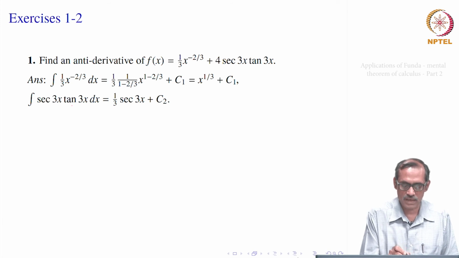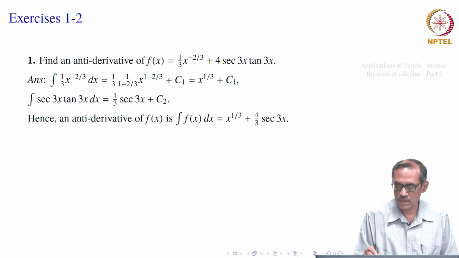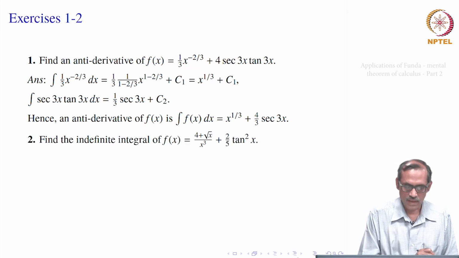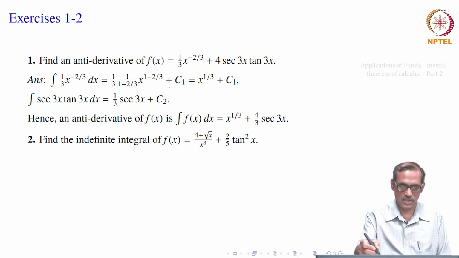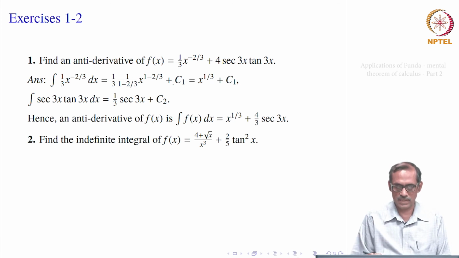Similarly, the integral of secant 3x tan 3x is 1 by 3 secant 3x, because if you take secant 3x and differentiate it, it would give secant 3x tan 3x times 3. So we have divided by 3, plus C2. The antiderivative will be the sum of these two, but be careful where it is defined. Wherever it is defined, this will be the antiderivative; that is the meaning. At x equal to 0, of course, the function itself is not defined, fine.